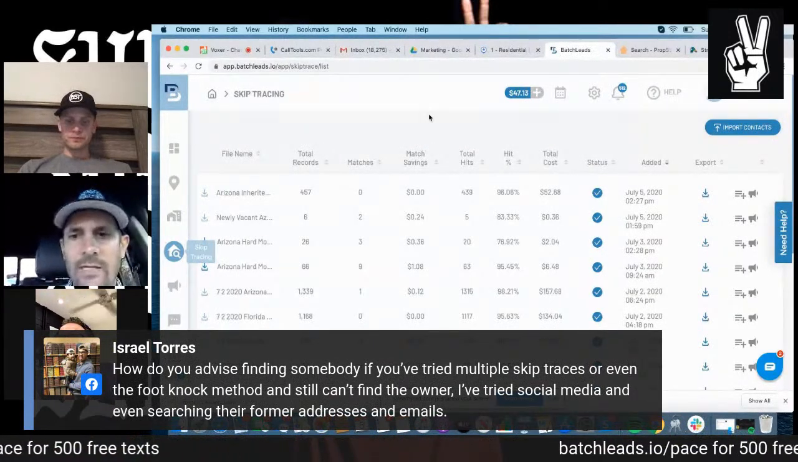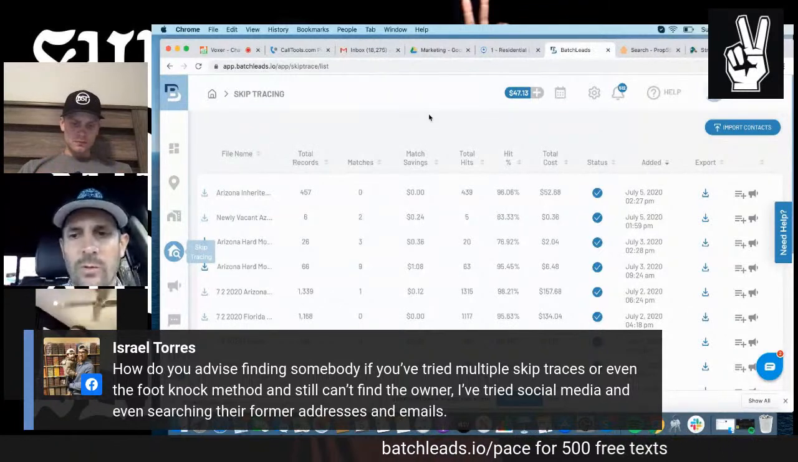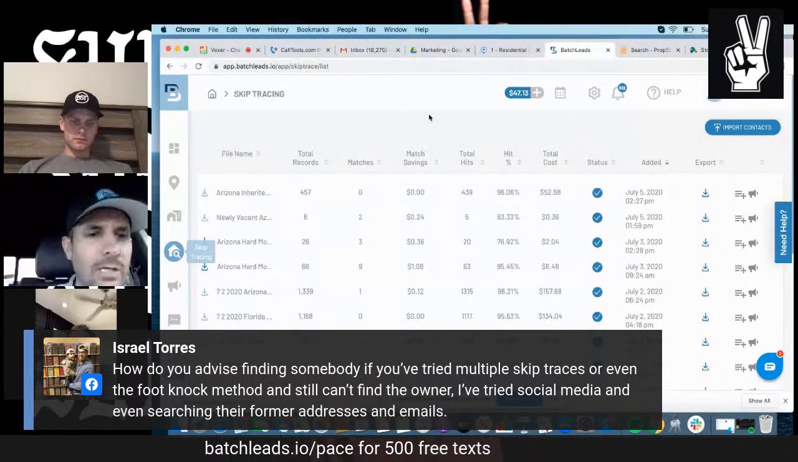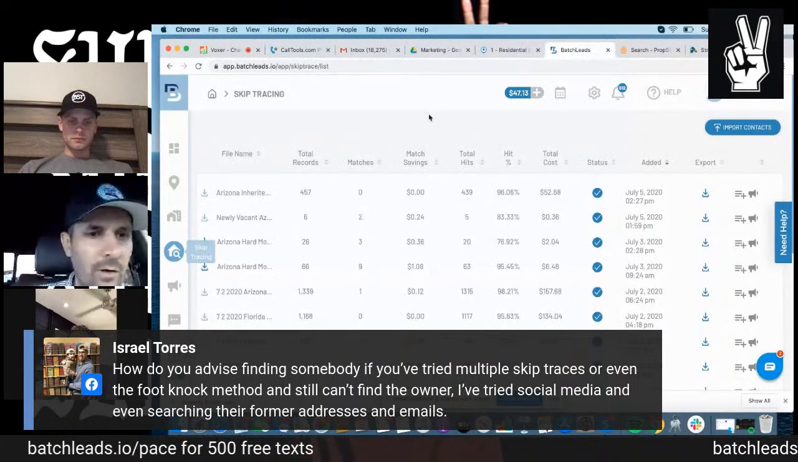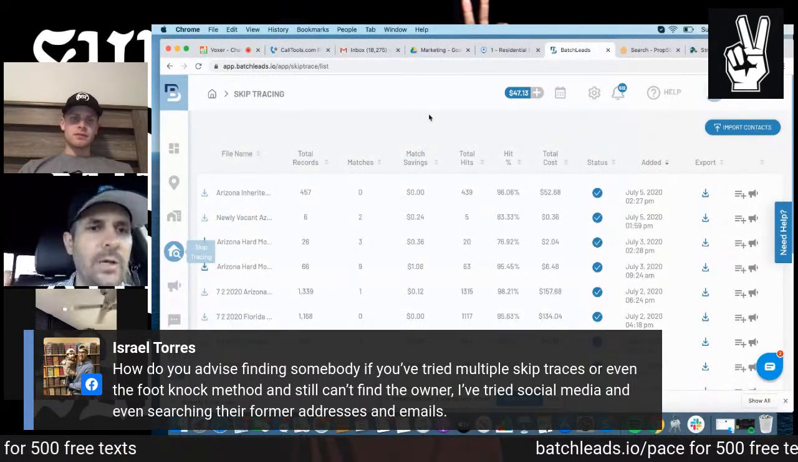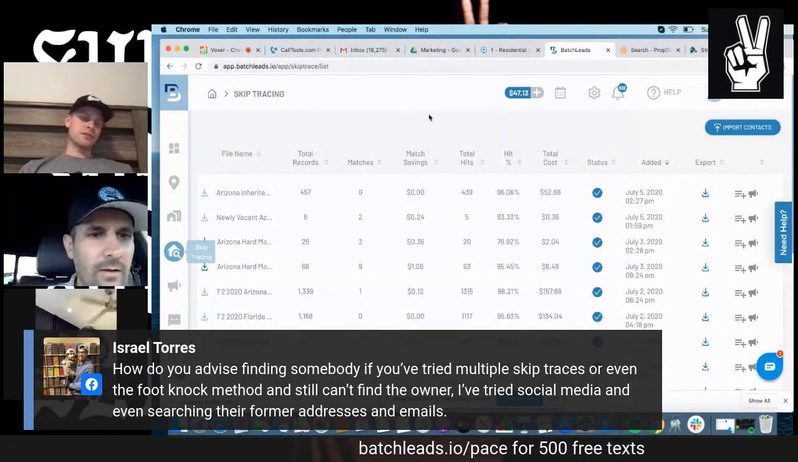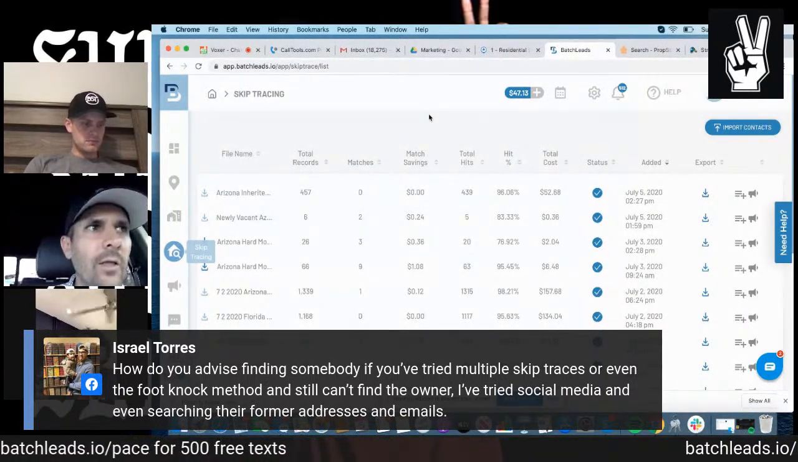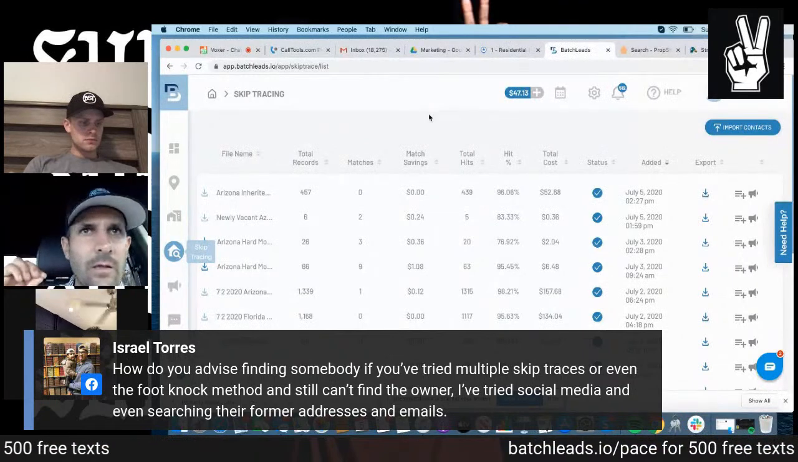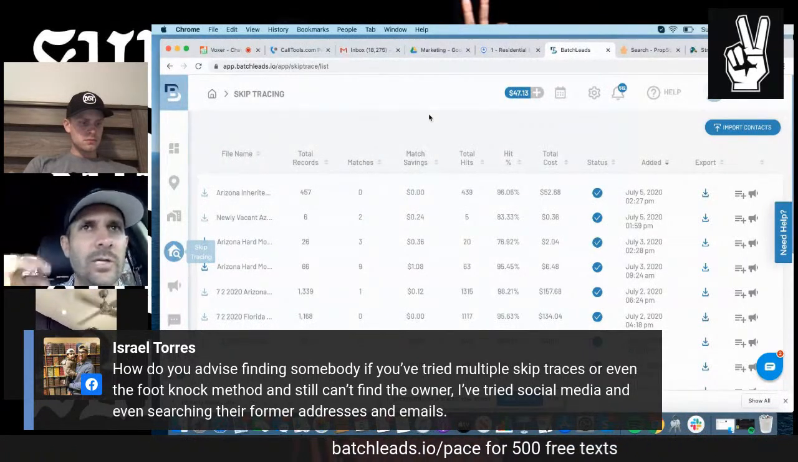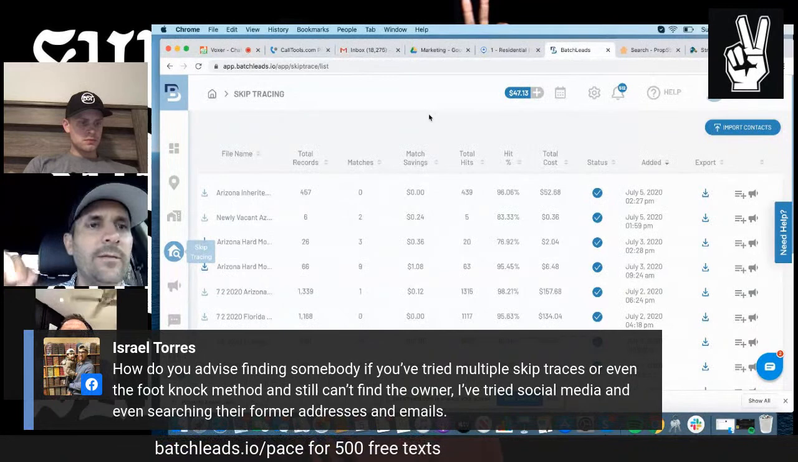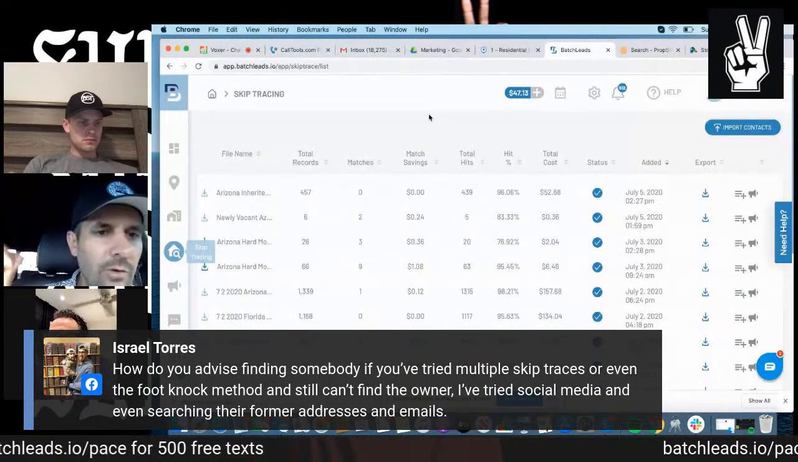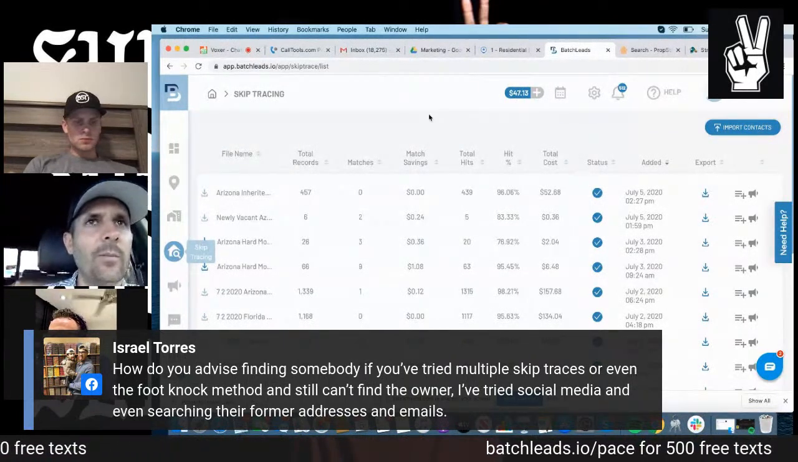All right. How do you advise finding someone if you tried multiple skip traces? Why are you guys just trying to find one seller? What is so amazing about this house that you have one-itis? Stop it. Who cares? Move on. If there's one seller, this is a very newbie question, which I totally get, but you're trying to find one seller's information. Tell me why that is.